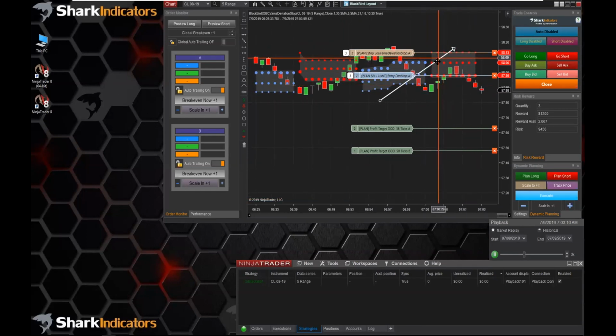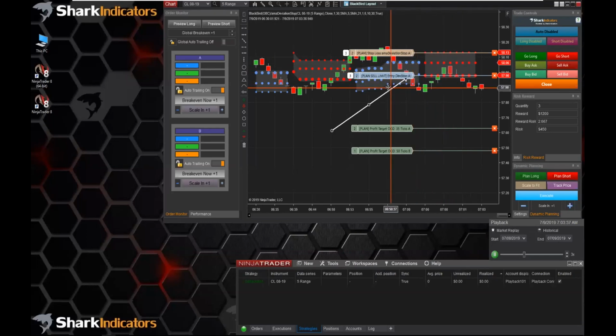So we can see this indicator has 3 lines. It's got this outer line, which is where my stops are going to follow, and then the inner line is what the entry orders are going to follow. And then my profit targets are just some simple 35 and 50 tick profit targets there.